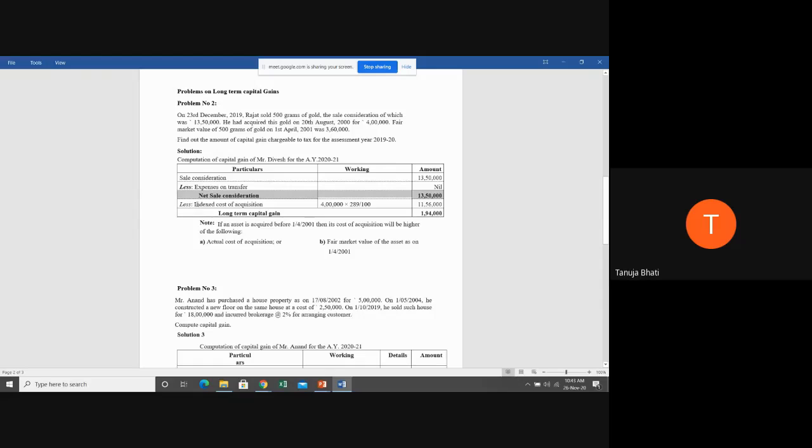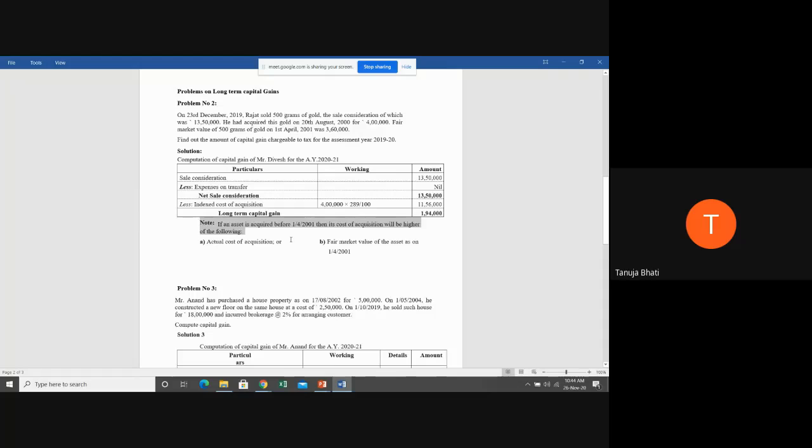From that, we deduct indexed cost of acquisition. Now, why are we using indexed cost of acquisition? Because indexation is given to all the long-term capital assets. Okay. So indexed cost of acquisition. What is the cost of acquisition you will consider if the asset is purchased before 1/4/2001? So look at the note. If an asset is acquired before 1/4/2001, then cost of acquisition will be the higher of the following: actual cost of acquisition or fair market value of asset as on 1/4/2001.